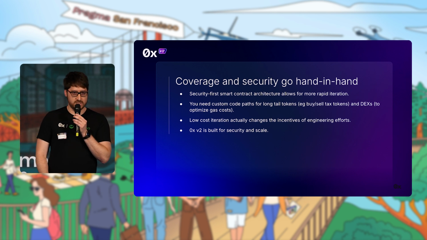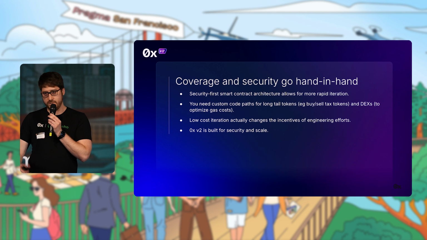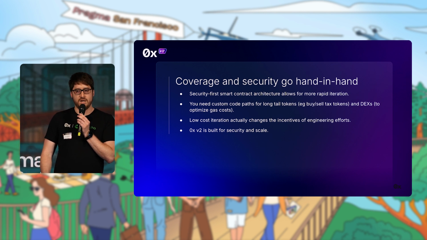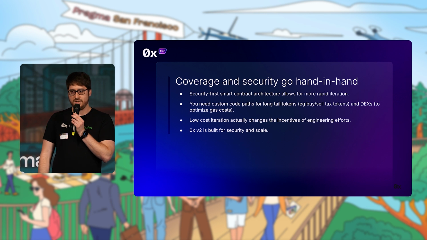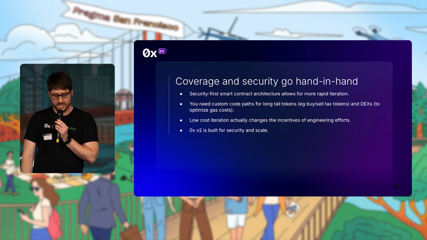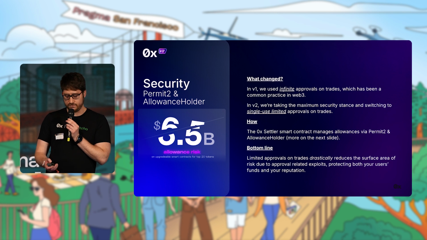Now it's extremely easy for us to do that in a very secure way. Could do it in a matter of hours. So we just have all of the liquidity sources and we are keeping up. So overall, V2 is built for security and for scale.